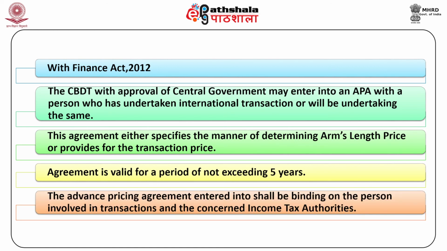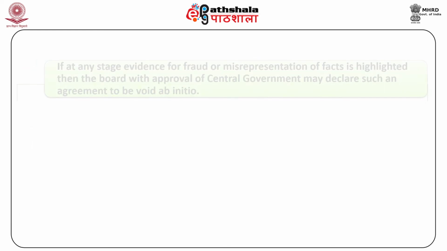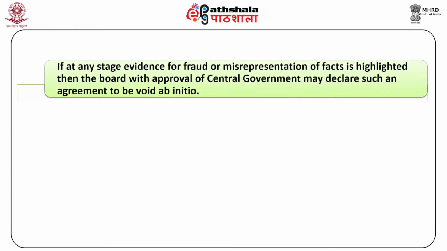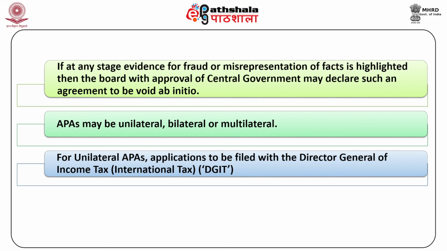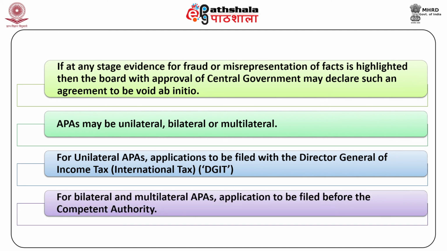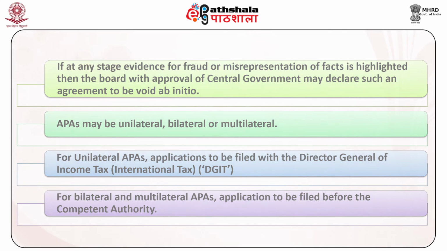The fifth, the advance pricing agreement entered into shall be binding on the person involved in the transactions and the concerned income tax authorities. The sixth, if at any stage evidence of fraud or misrepresentation of facts is highlighted, then the board, with approval of the central government, may declare such an agreement to be void ab initio. Seventh, APAs may be unilateral, bilateral or multilateral. Eighth, for unilateral APAs, applications are to be filed with the Director General of Income Tax, International Tax Department. Ninth, for bilateral and multilateral APAs, applications are to be filed before the competent authority.